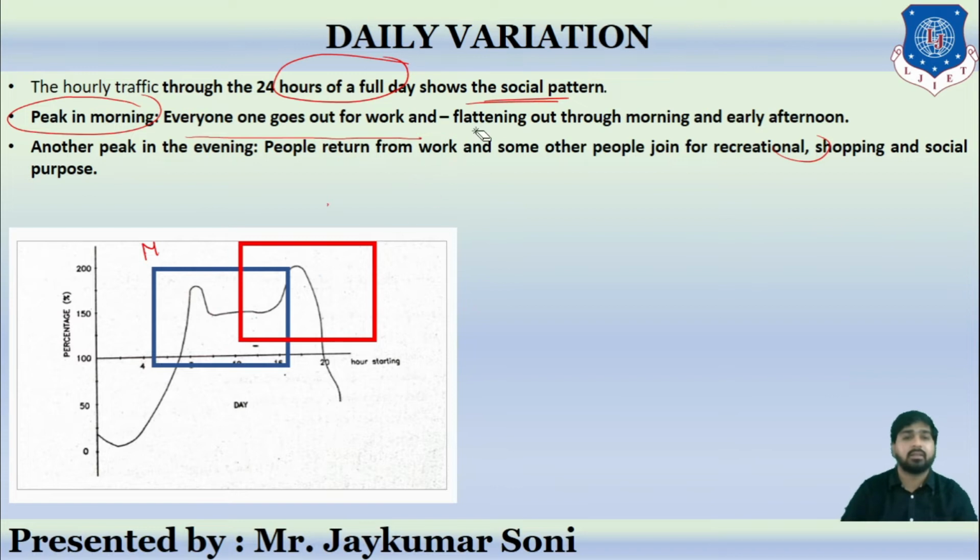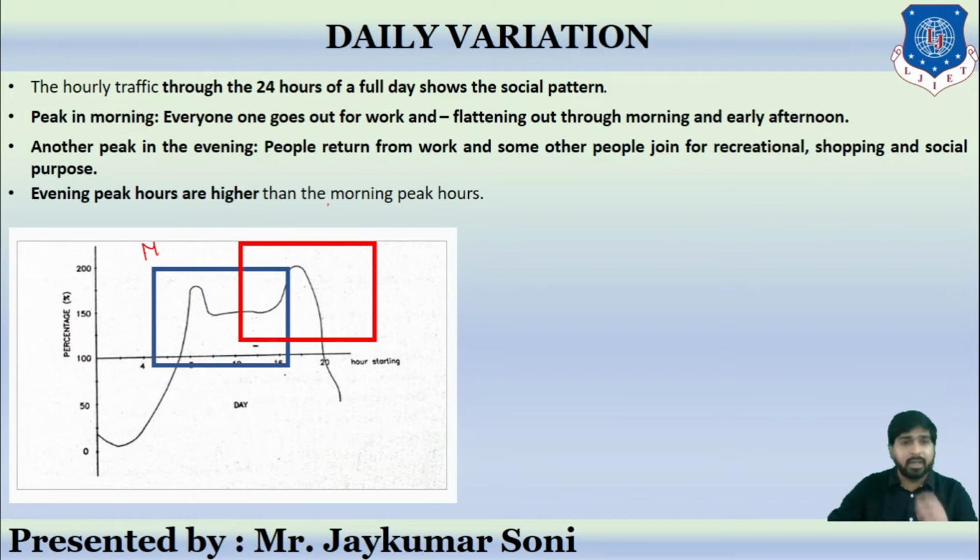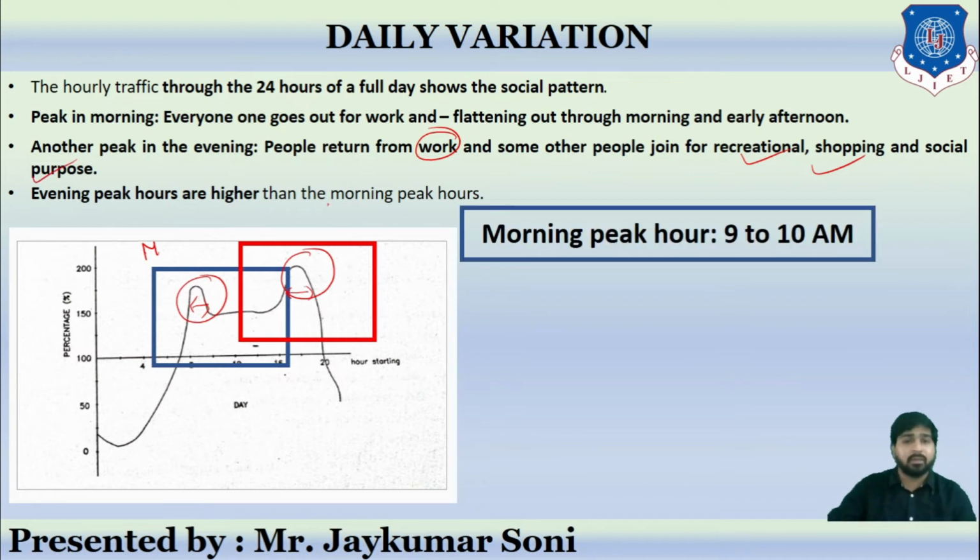Now you can see it very easily. So this is about the daily variation. Now we can observe that the peak that we have received in the morning is lesser than the peak of the evening, or the evening peak is higher than the morning peak, because in the morning people have only one task of joining their work, but in the evening there are a number of tasks involved. So this is about it.